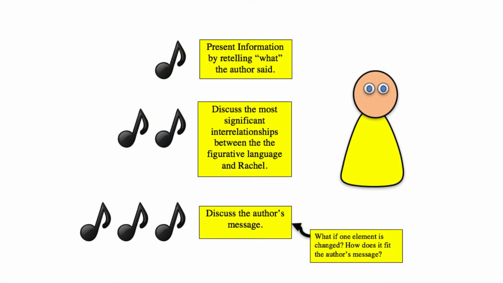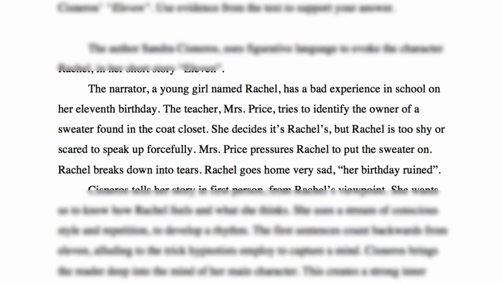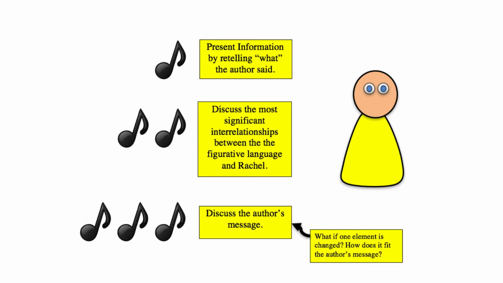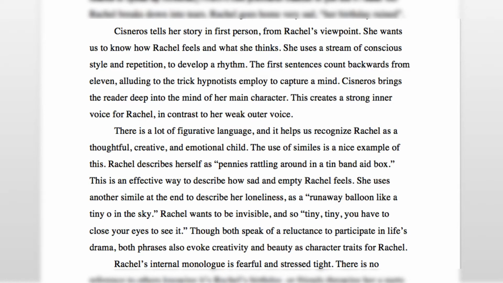The older writer will organize the essay as a series of beats that resemble the three purposes for the different reads. The first beat will present the plot elements. Often this is an abbreviated version of the text that includes elements that will be discussed in the second and third beats of the essay. The second beat identifies all of the interrelationships between Cisneros' figurative language and Rachel's character. The writer explains why the author made these choices by describing the technique's effect on the reader.